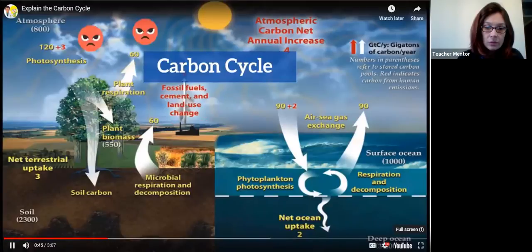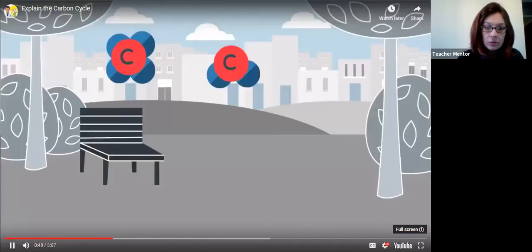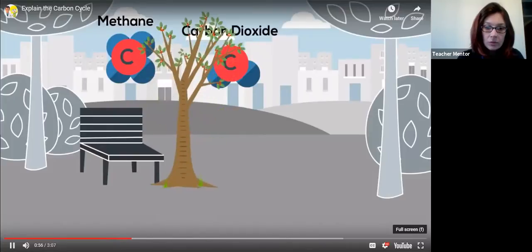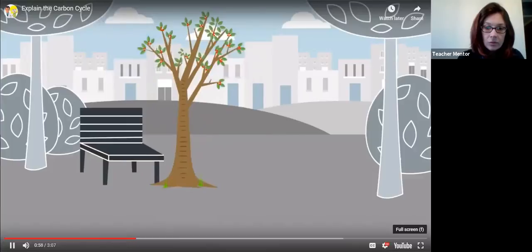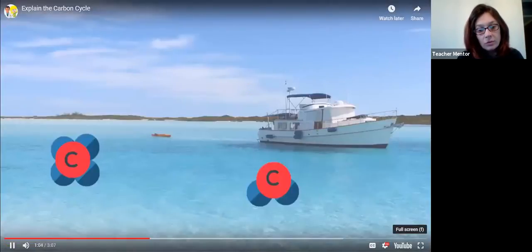Carbon is found in the atmosphere in at least 2 forms, carbon dioxide and methane. This atmospheric carbon can be absorbed by autotrophs like plants and plankton to be used for photosynthesis. It can also be absorbed by bodies of water in the ocean. When carbon is absorbed by the ocean, it reacts with the water and creates carbonic acid.